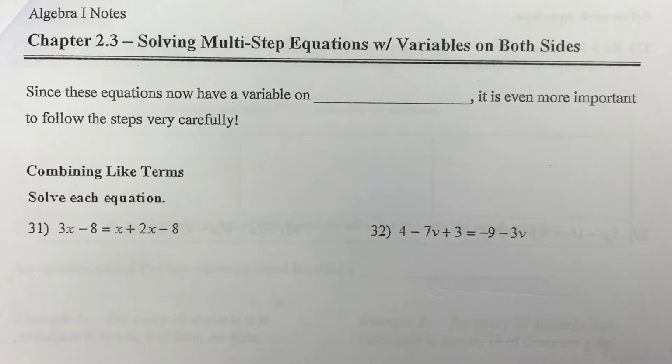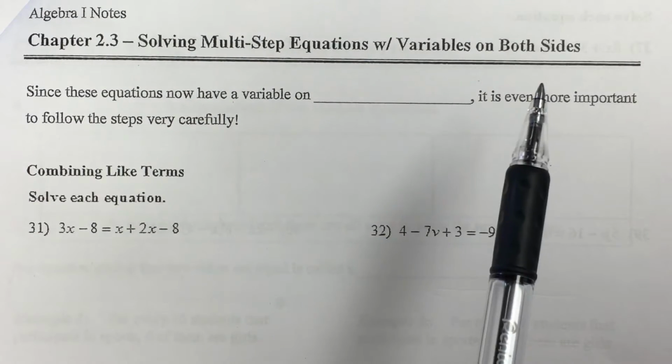This is lesson 3 in chapter 2, solving multi-step equations, this time with a variable on both sides. We've so far spent 2 days on multi-step equations, and on Tuesday we had an introduction and looked at some multi-step equations that include distribution and combining like terms. But in all of these cases, we've had the variable isolated on one side of the equal sign. This time, I'm going to throw some new ones at you that have a variable on both sides.